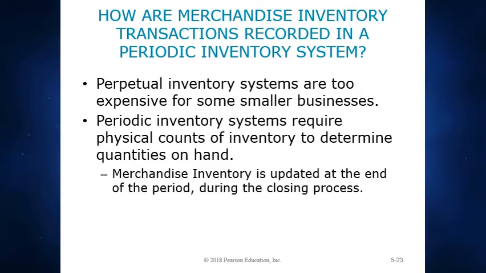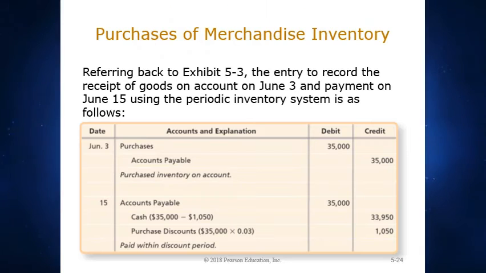Perpetual inventory systems are too expensive for some of the smaller businesses, and that's why they may elect to use the periodic inventory system. In today's day and age, with all of the technology that's out there for small businesses, we still see a number of small businesses using the perpetual system, but there are still some that opt to use the periodic system, and typically those are the businesses that do not have any type of accounting systems really in place. So they have to count their inventory on a regular basis to determine what they have on hand.